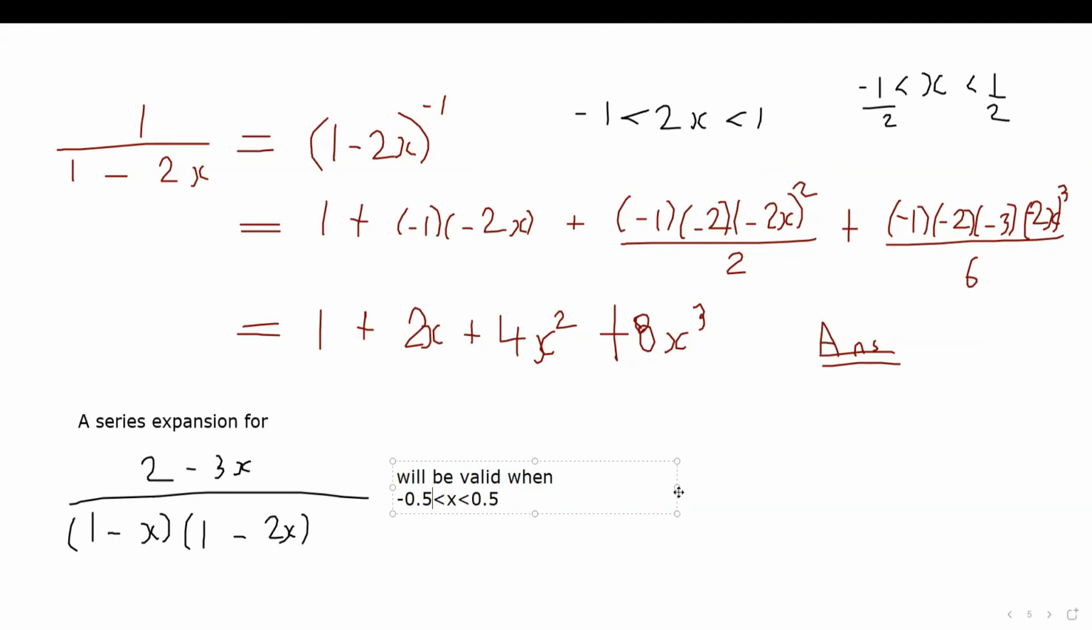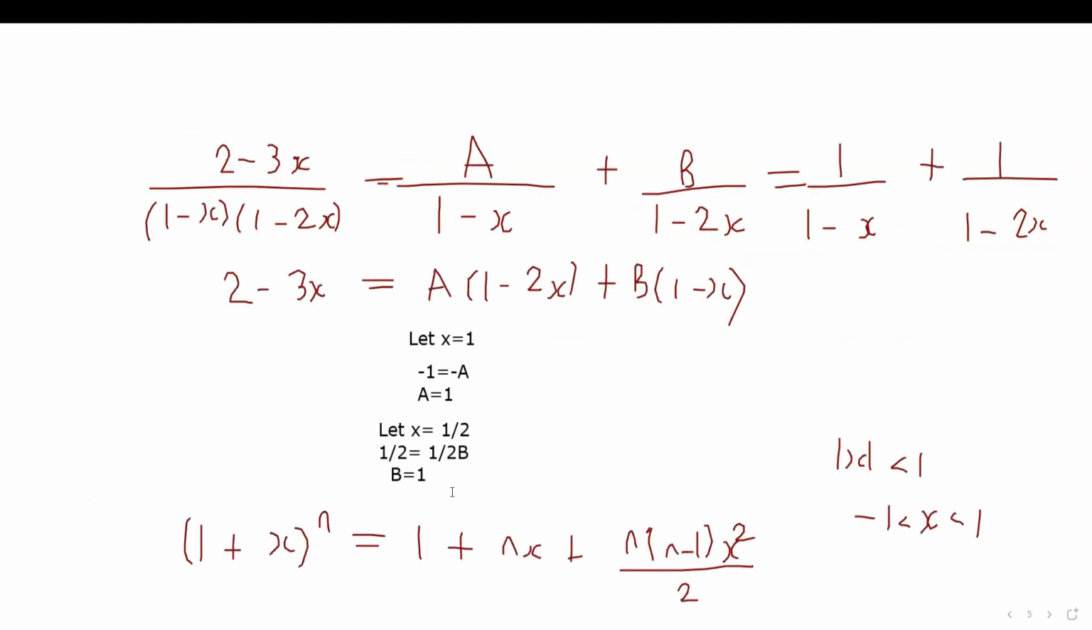So that's when this one will be valid. How do you know when it's valid again? Go back to the formula right here. The formula, as I say, is always valid when the modulus of whichever number is right here is between 1 and minus 1. That's when it is valid. The expansion is valid when whatever number is right here is between 1 and minus 1.